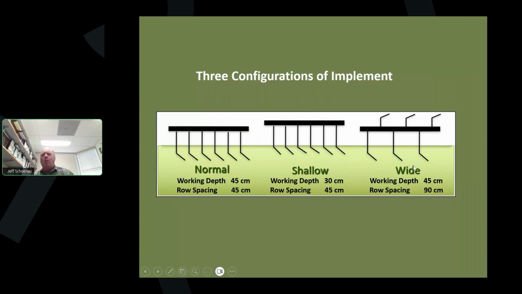And then also a wide row spacing where we lifted every second opener up out of the unit. So our working depth was 45 centimeters, but now our row spacing was 90 instead of 45. And we're interested in a wide one because what would happen then if we went wider? That would reduce the draft requirement, the horsepower required to pull it, and what was the impact of that on the soil properties and the yield.